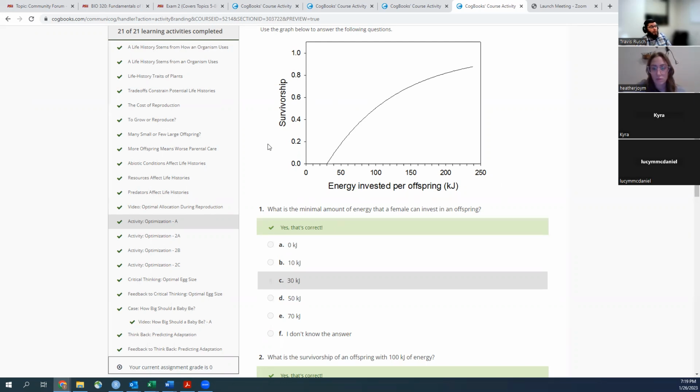So I guess the answer is it's both, right? Because the x-axis is concerned with the mother, and the y-axis is concerned with the offspring. But because she's the one creating the offspring, that's why they're both on the chart.